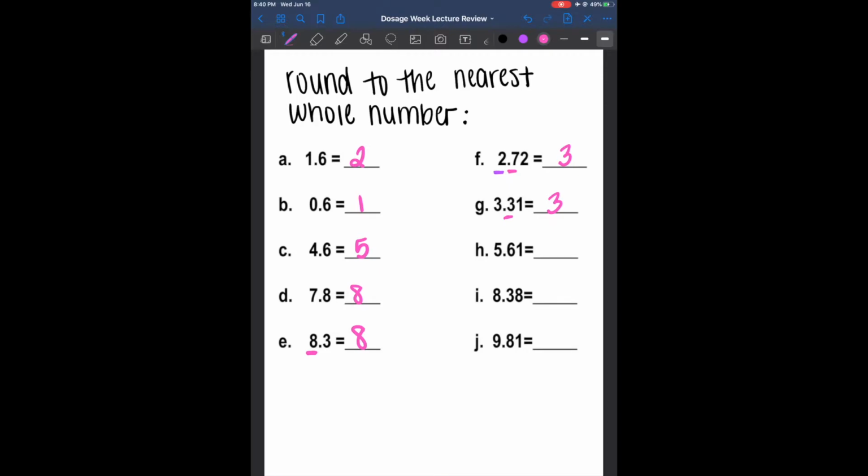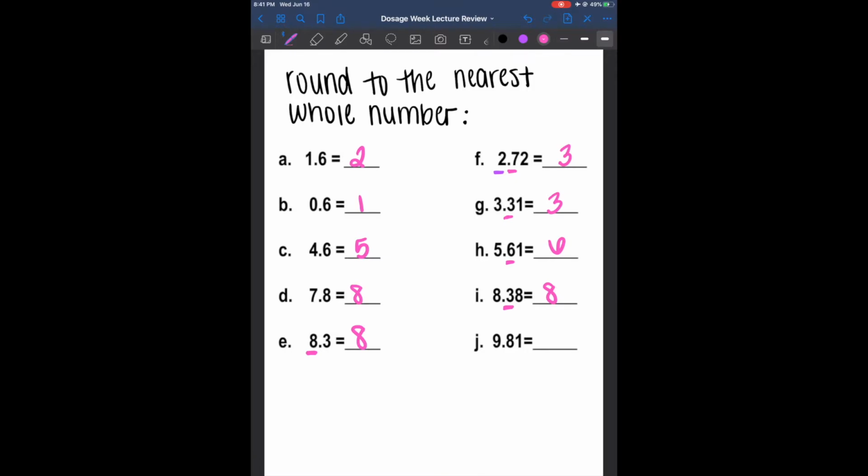Kind of like a bad relationship. Just drop it and move on. Now, 5.61, we're looking at the 6. It's 5 or greater, so you round up to 6. 8.38, we're looking at the 3. It's between 0 and 4, so we just want to drop them and keep our 8.